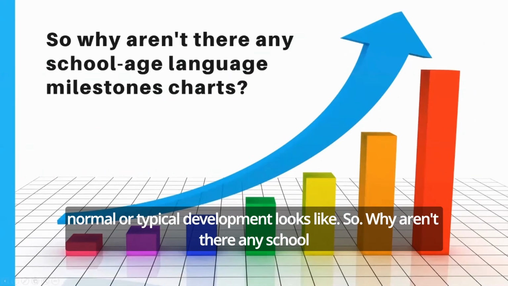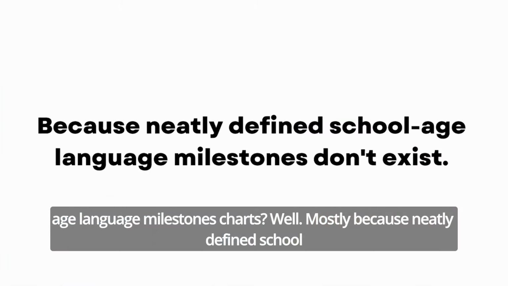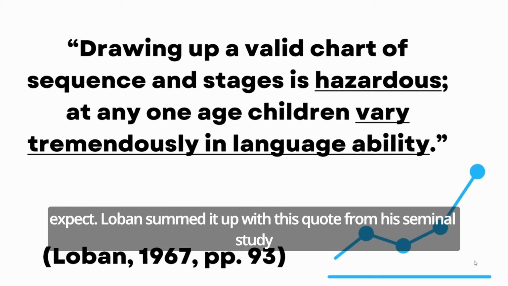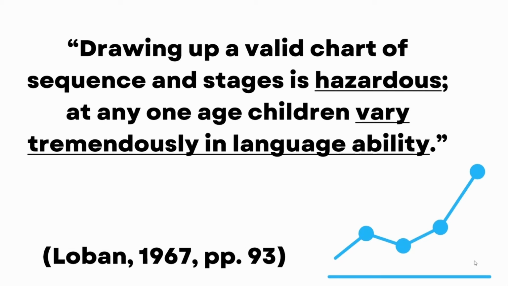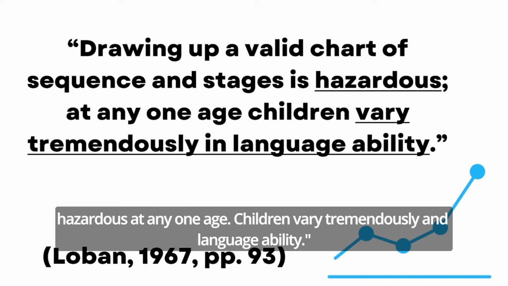So, why aren't there any school age language milestones charts? Well, mostly because neatly defined school age language milestones don't exist, at least not in the way that you'd expect. Lobin summed it up with this quote from his seminal study when he said, "Drawing up a valid chart of sequence and stages is hazardous. At any one age, children vary tremendously in language ability."